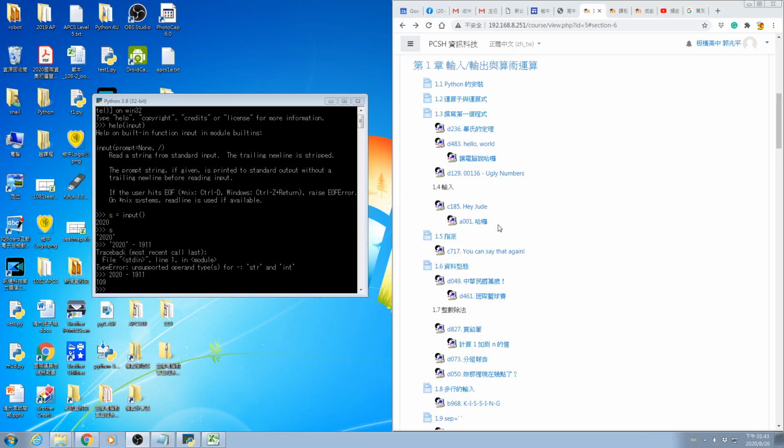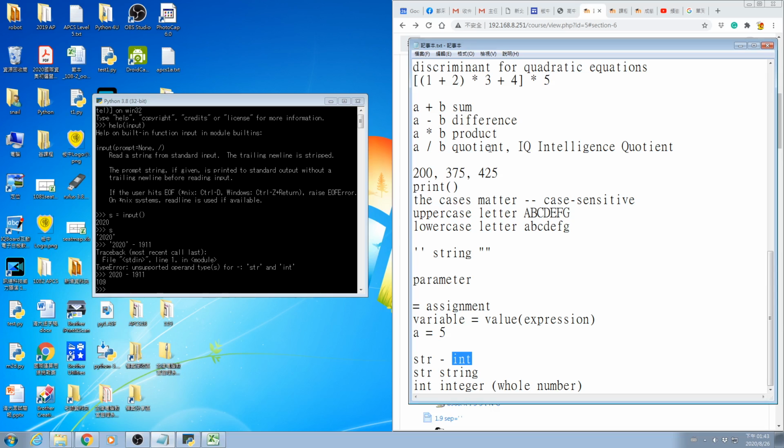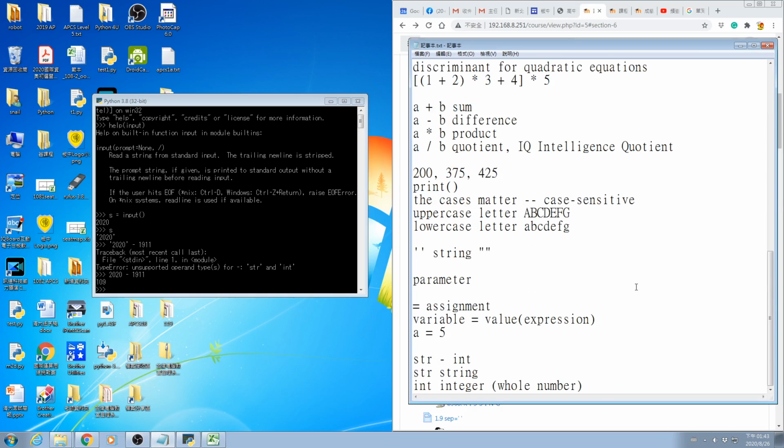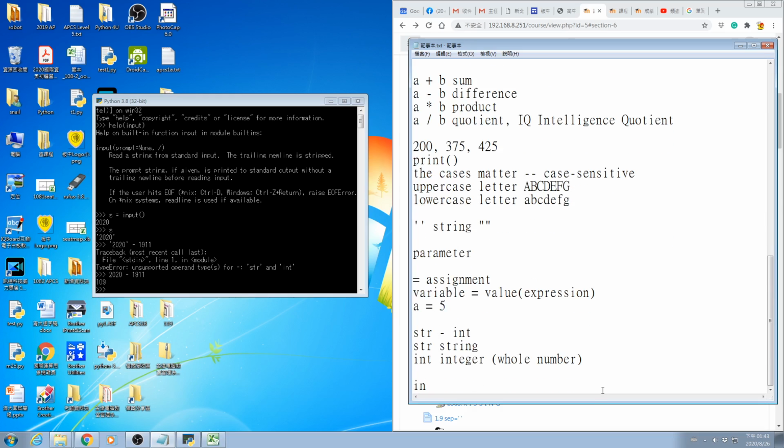The next problem, before we get to it, we will deal with the operators that we haven't talked about, all right? These two operators are actually integer division. That means division of integers, all right?